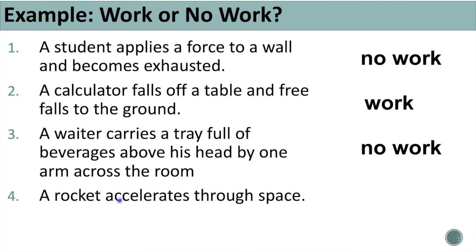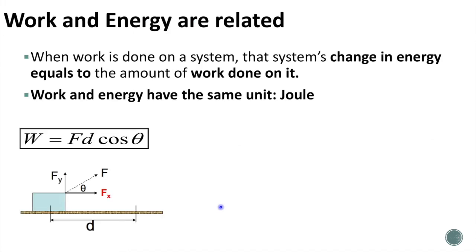Then the last one, a rocket accelerates through space. This one is more obvious. Work is being done because the engines are pushing it across space for it to go, all right? So the formula for work is going to be force times distance times cosine of our angle.